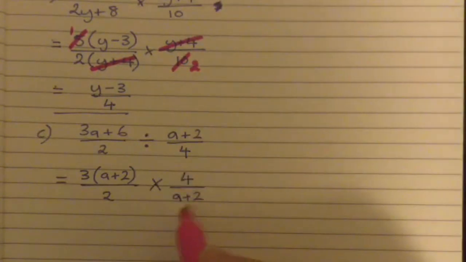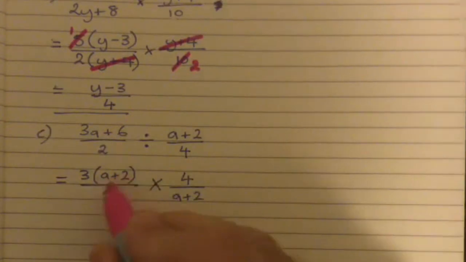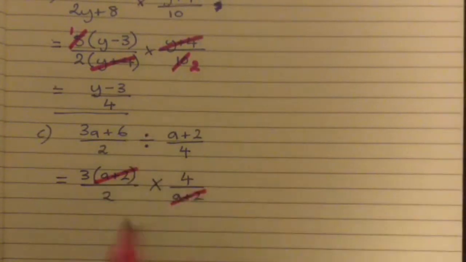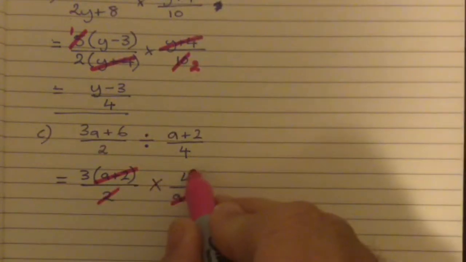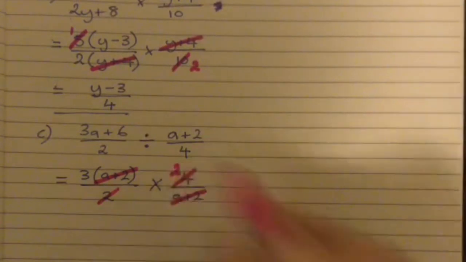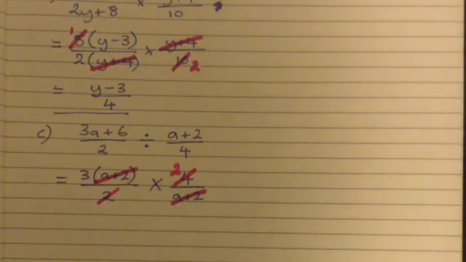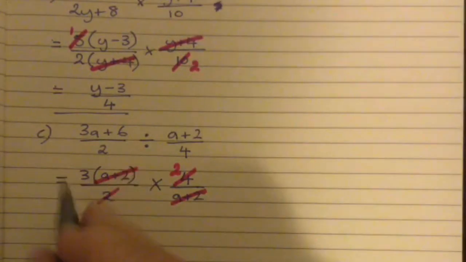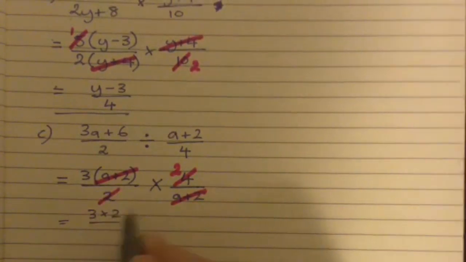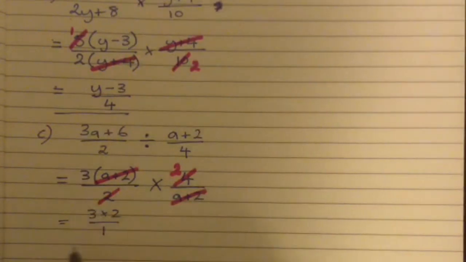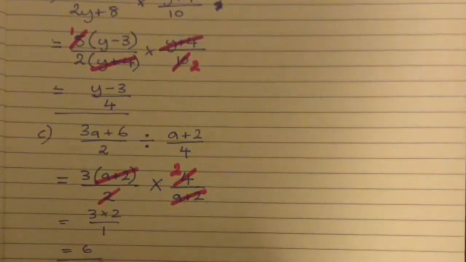You'll see this does some really nice stuff for us because we've got an a plus 2 on the bottom here and an a plus 2 on the top. Because they're grouped, we can cancel those out. We've also got 2 even numbers here, so we can cancel out the 2 by dividing by 2, cancel out the 4, and it leaves us with 2. What have we got left? On the top we've got 3 times 2, and on the bottom we've got 1 times 1. So that's just going to leave us with 6 as our final answer.